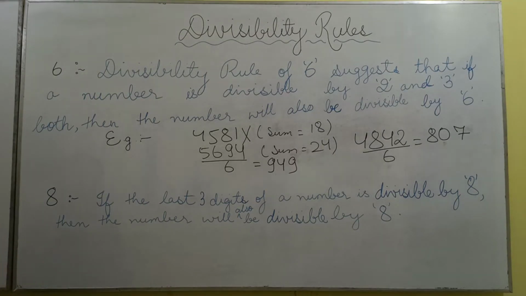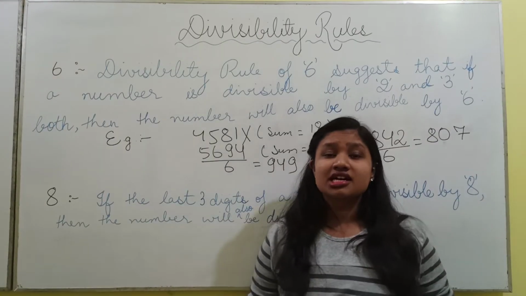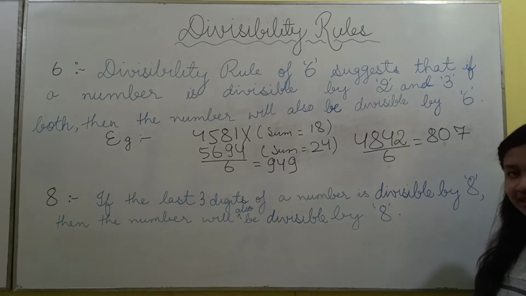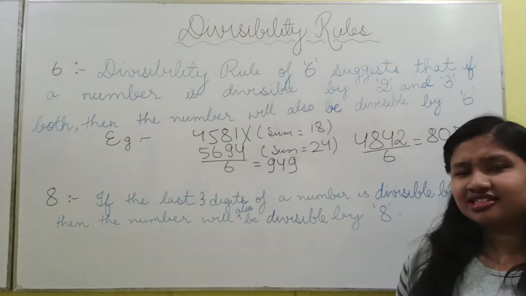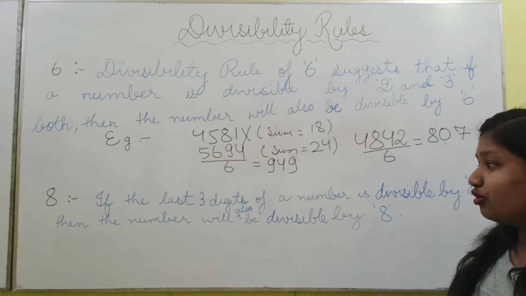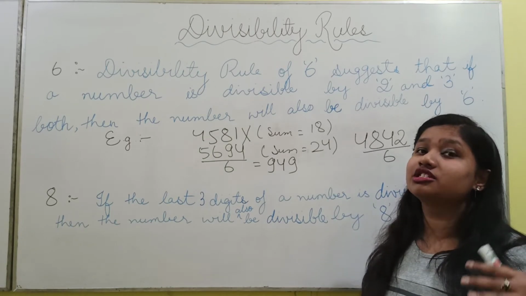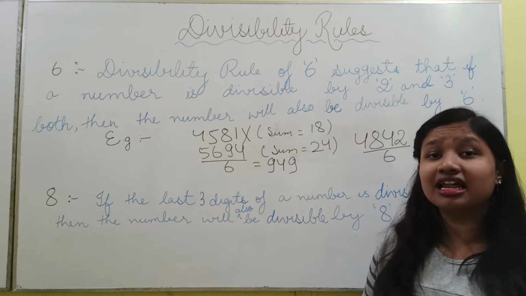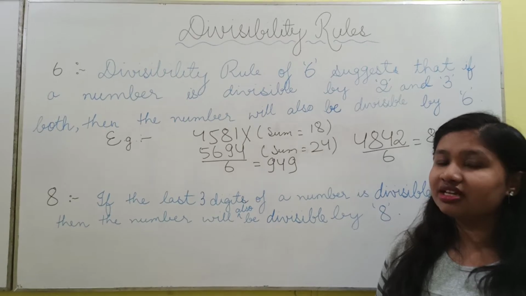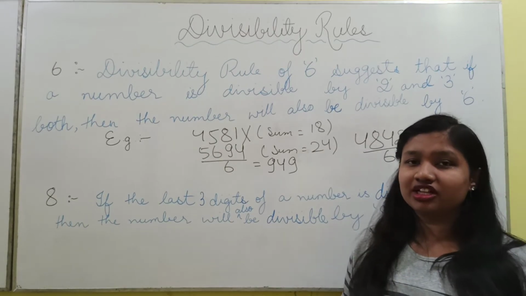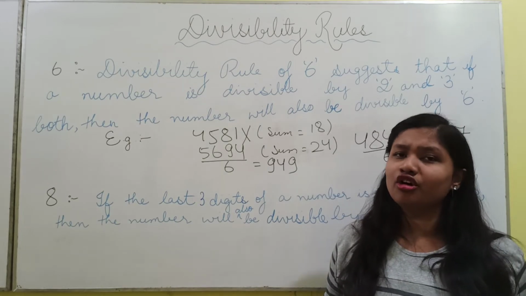Now, what is the divisibility rule of 8? If the last 3 digits of a number are divisible by 8, then the number will also be divisible by 8. This theory, doesn't it sound like the divisibility rule of 4, right? But the only difference is that in the divisibility rule of 4, we have to see whether the last 2 digits of a number are divisible by 4 or a multiple of 4, and then we can say whether the whole number is divisible by 4 or not.